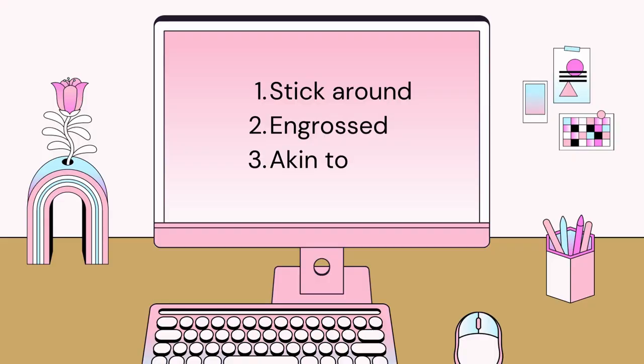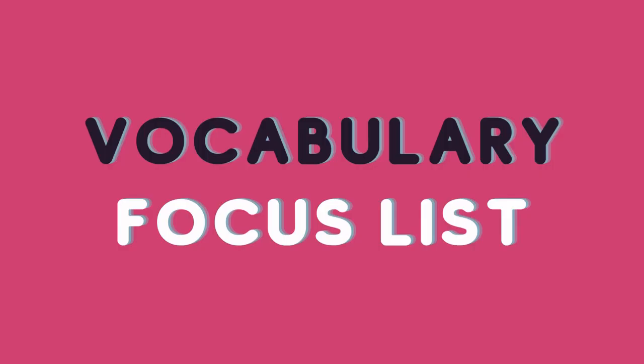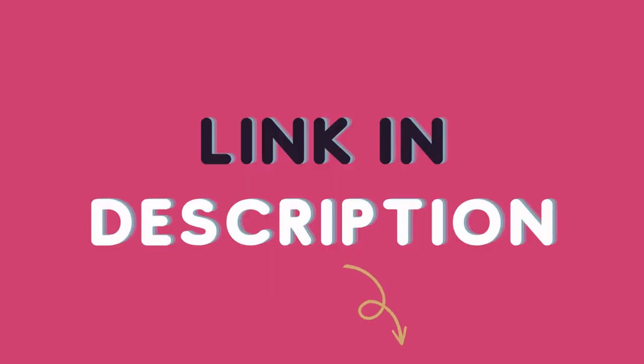Create a list of words you are focusing on moving from your passive to your active vocabulary. I call it a vocabulary focus list. Keep it simple. You could even create it in the notes section of your phone. Or you can use my free 21-day vocabulary challenge workbook to help you. Link is in the description.